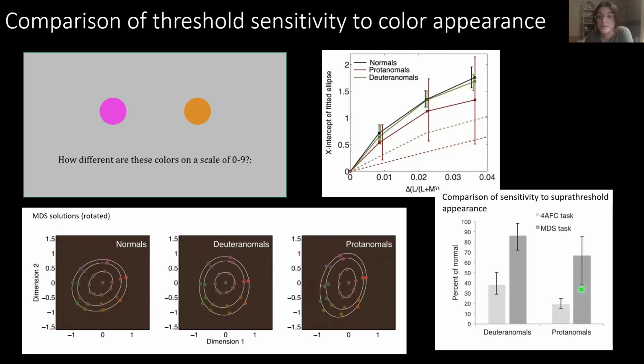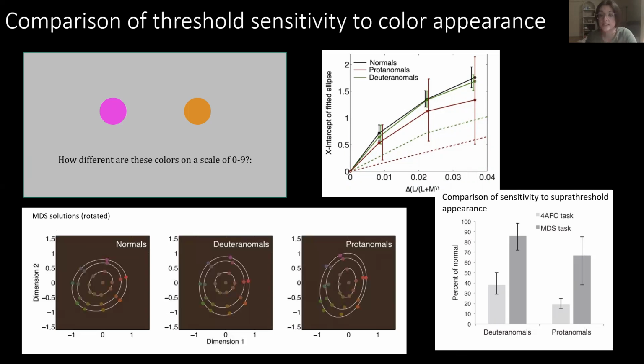And if we look at the contrast response functions, we're plotting the x-intercepts of each fitted ellipse as a function of change in L over L plus M of the stimuli. We see a much more similar to normal contrast response function for anomalous subjects than what we would predict from their elevated thresholds. So the main takeaway from these experiments was that anomalous observers had much more similar to normal MDS solutions than expected from their reduced sensitivity near threshold. This suggests that post-receptoral compensation might amplify the cone inputs.